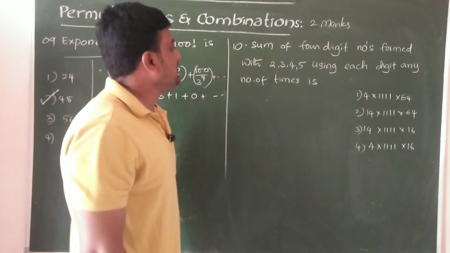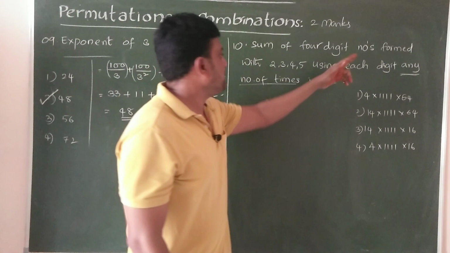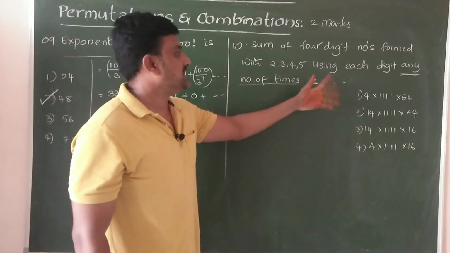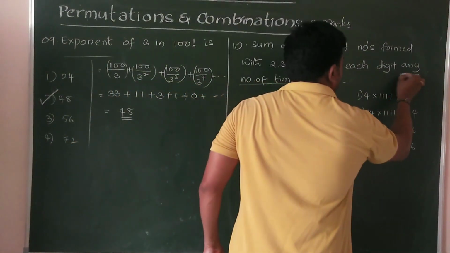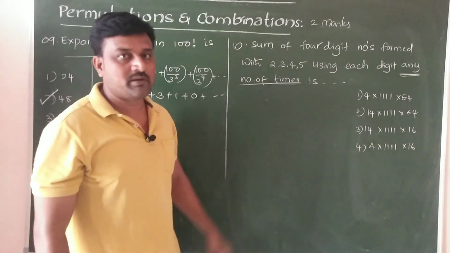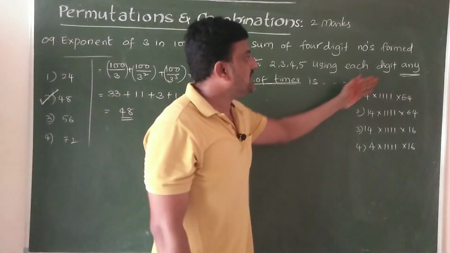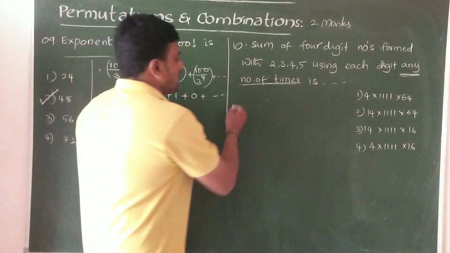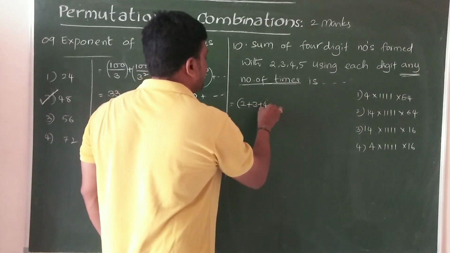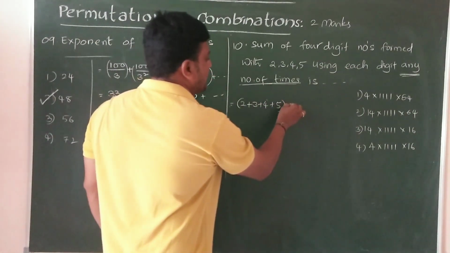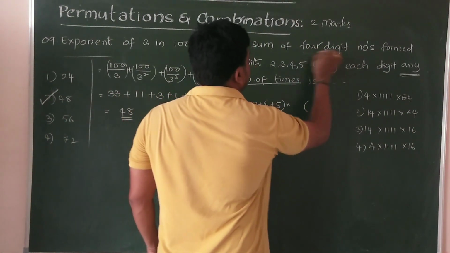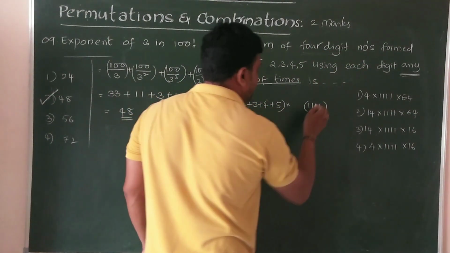Okay. Now last one. The sum of 4-digit numbers formed with 2, 3, 4, 5 using each digit any number of times is. Remember here, any number of times. Actually in IPE we usually do this type of problem when repetition is not allowed, but here it is allowed. So the sum of the digits is common, here 2 plus 3 plus 4 plus 5. And also here we are forming 4-digit numbers, so the 1111 is also common.